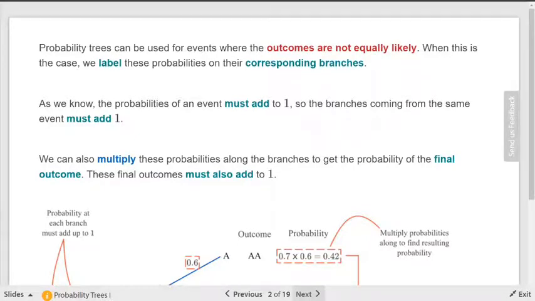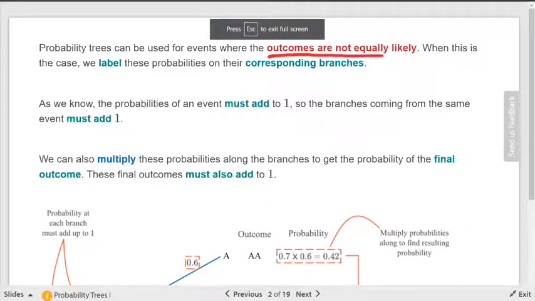Probabilities can be used where outcomes are not equally likely, right? For example, let's say that the probability of something happening is 0.6. Well, that means the probability of the other thing is going to be 0.4, the rest of it. Now, the one we just did, probability of heads and probability of tails, they're exactly the same, aren't they? So they're equally likely outcomes. But probability trees are really good for events where the outcomes are not equally likely.